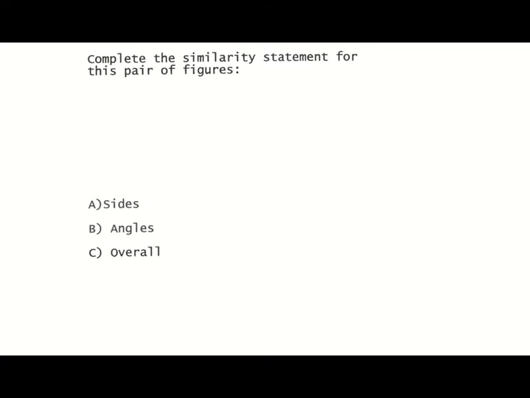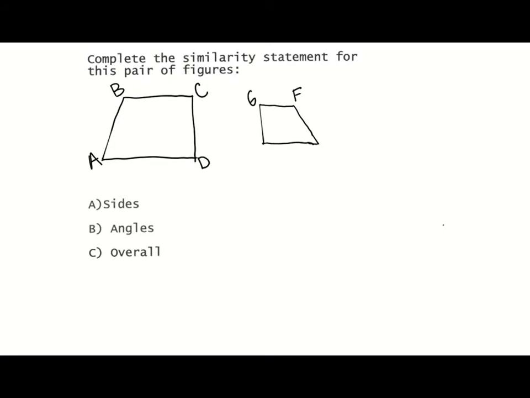Complete the similarity statement for this pair of figures, and we need to draw the pair of figures. So if I drew a shape like this, and one like this, I'm going to call them B, A, C, D, and G, F, E, H. If these two figures are similar, we want to write all the sides that are similar to each other.